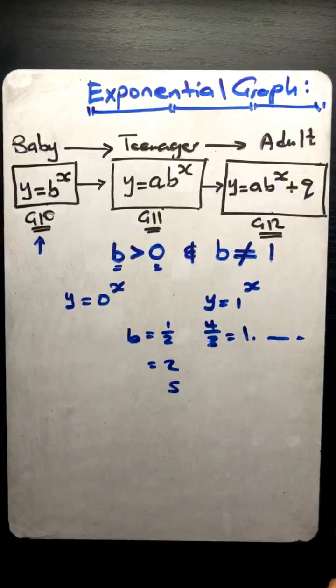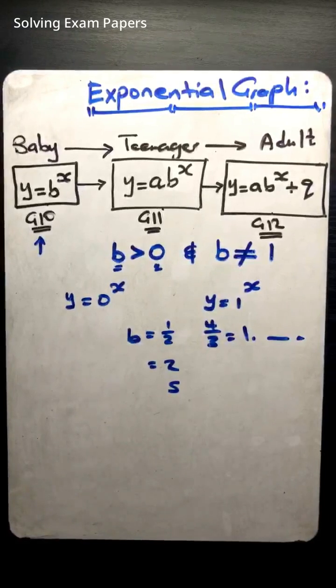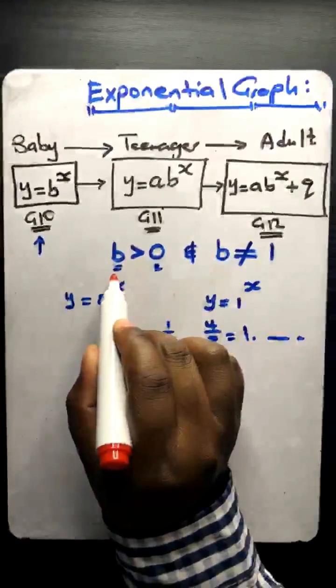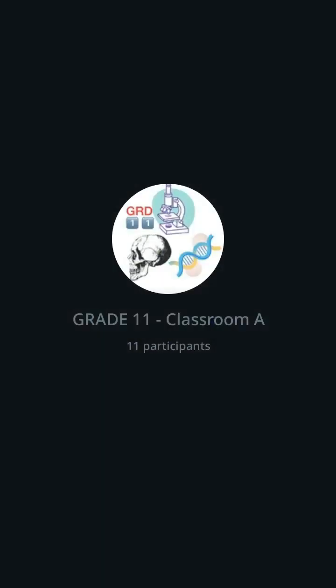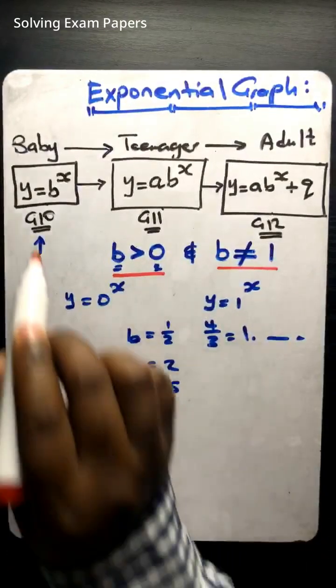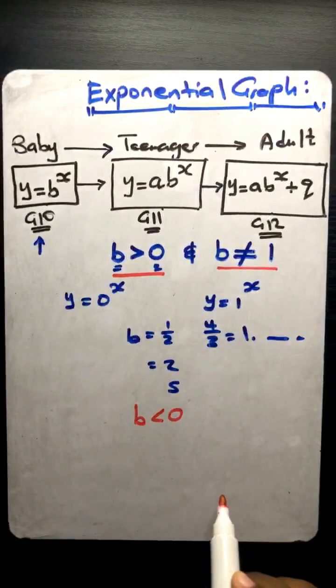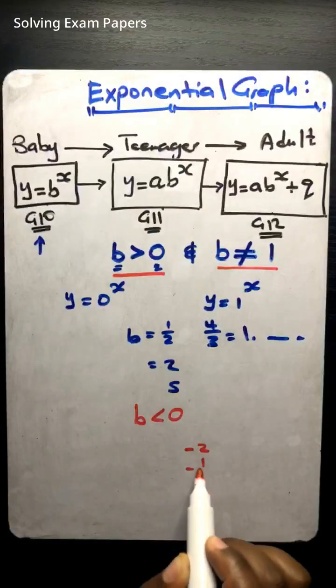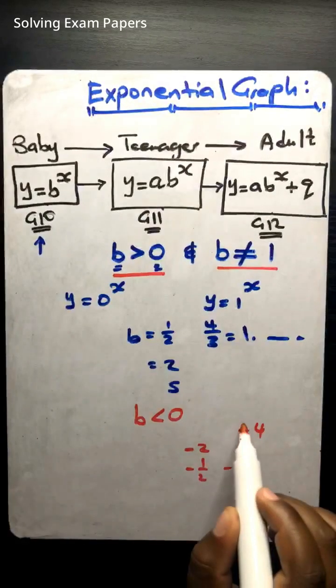So just always remember that. Now, let's quickly explain something. If they are already saying your B value will always be greater than 0 and will never be equal to 1, that means B can never be less than 0, meaning you can't have your B being -2, -1/2, -3, -4. It will never be a negative value.